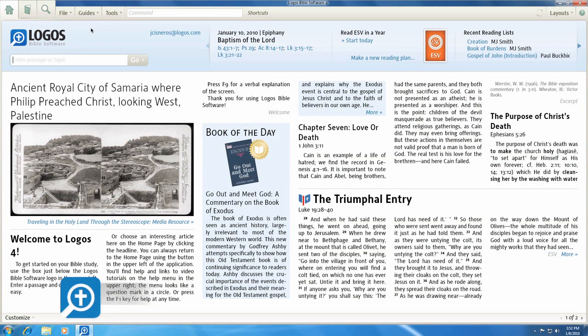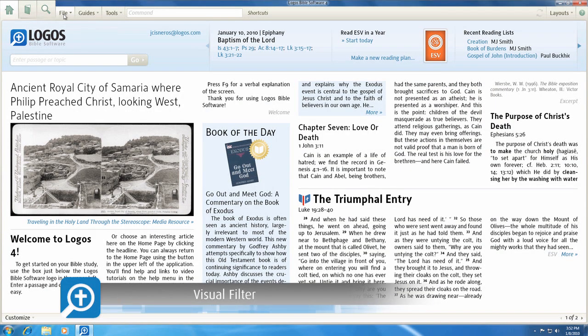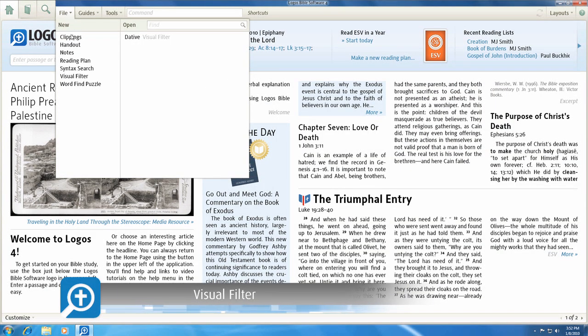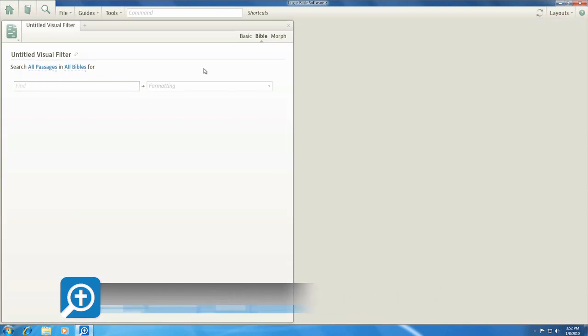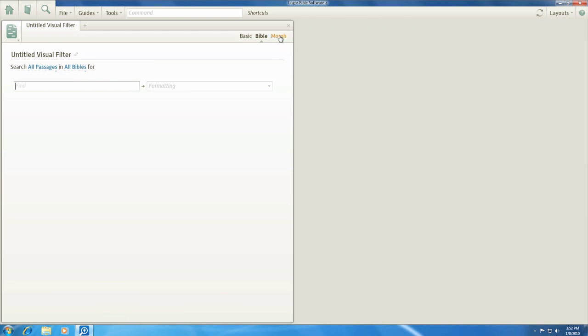Now let's set up our visual filter to highlight the words that are in the dative case. Let's go to File, then Visual Filter. We want to make sure we have Morph selected because we're looking at forms of words. And let's name this Greek dative case VF for visual filter. And we want our range to be all passages.